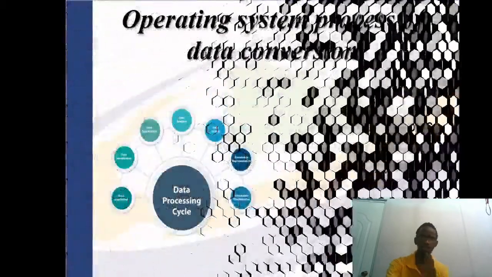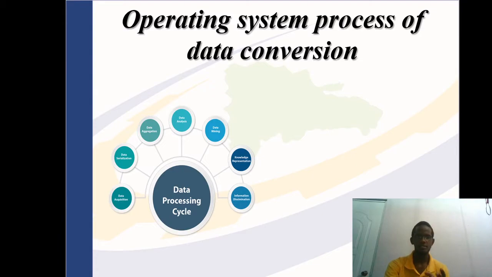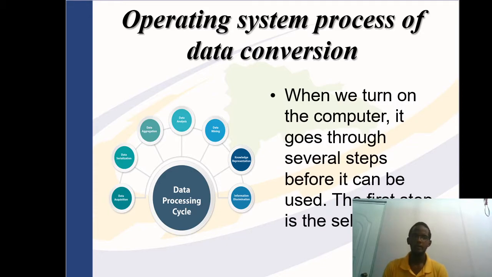And I continue with the operating system and the process of data conversion. When we turn on the computer, it goes through several steps before it can be used. The first step is self-testing. The computer identifies the devices connected to it and the amount of memory available, and checks if the memory is working properly. This process is done by a part of the system software located in the read-only memory, the ROM.